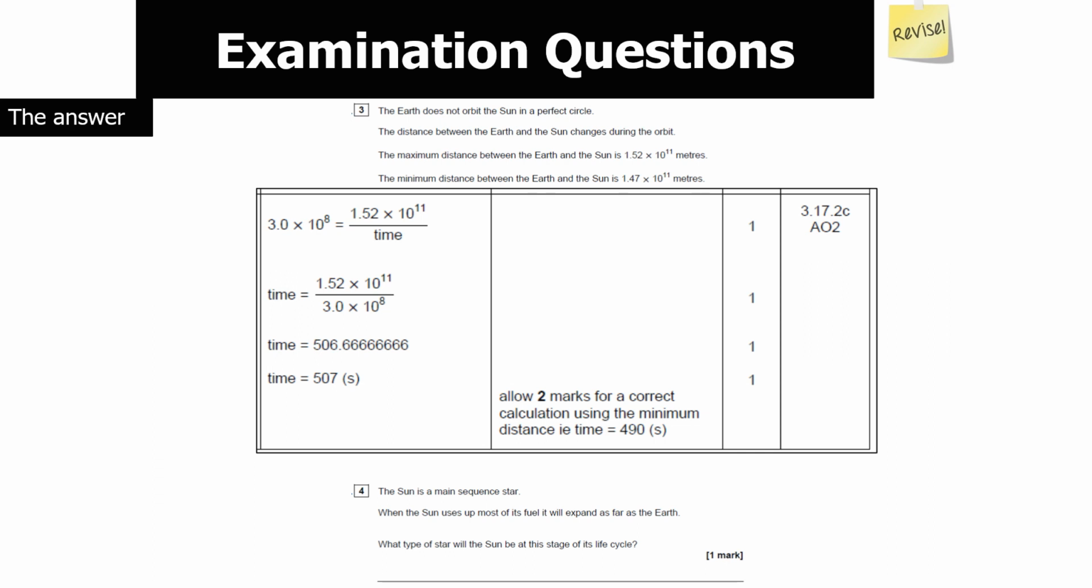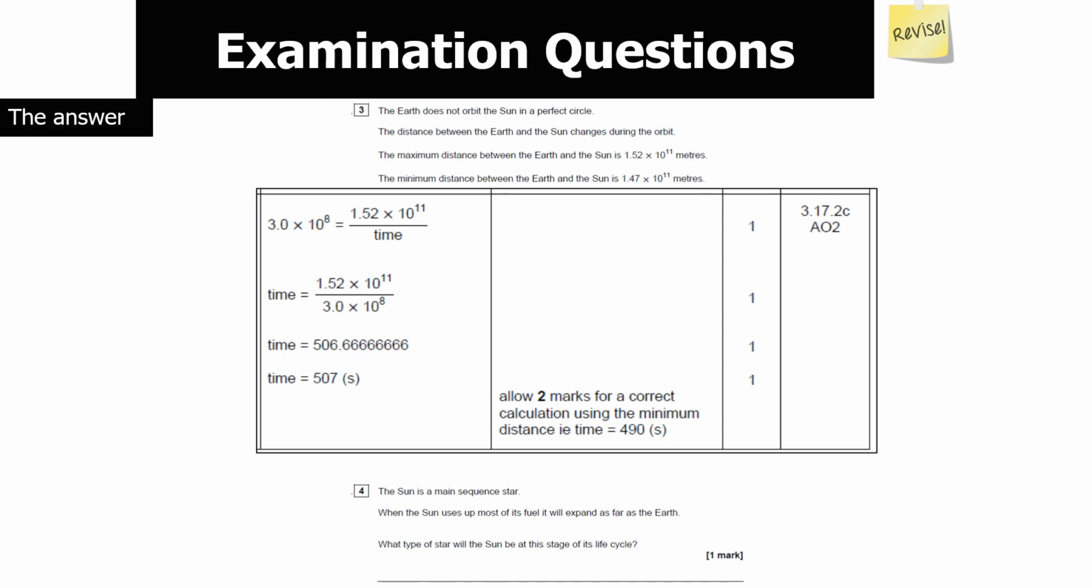So we say 3 times 10 to the 8 equals 1.52 times 10 to the 11 over the time. Rearrange it to make time the subject, so 1.52 times 10 to the 11 over 3 times 10 to the 8, which is 506.666 recurring. Now we need to give our answer to 3 significant figures, so we start counting at the first non-zero, which is 5, so 506, there's 3 significant figures. We then check the fourth one to see if we need to round, and we do, because the number's 5 or above, so therefore it's 507 seconds.